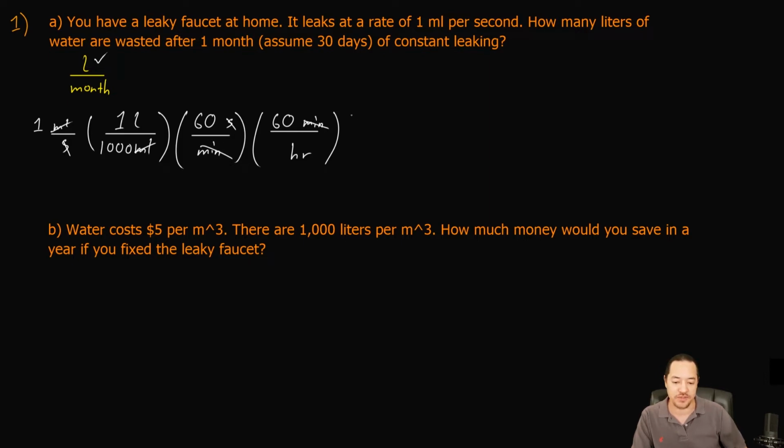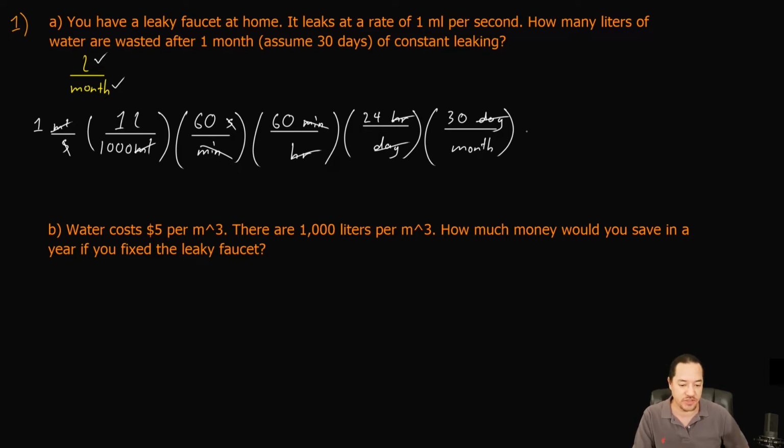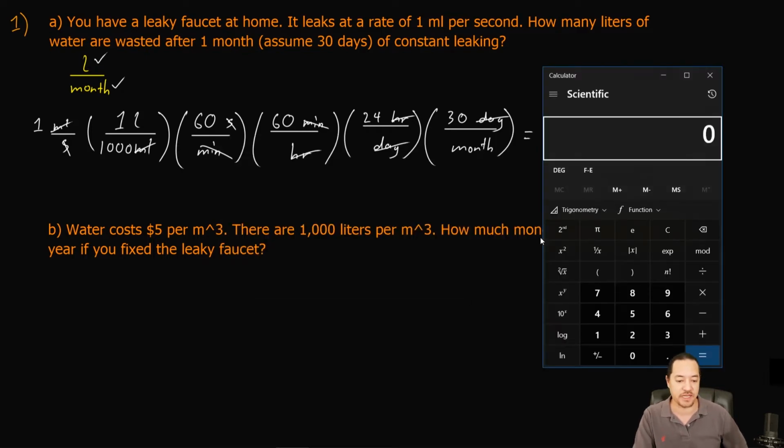But we want to get to months, so we have 24 hours in a day. That gets us up to days now. And finally, we said that there are 30 days in a month. So that will allow us to cancel out the days, and we're left with months in the denominator, which is what we want. So now we can simply plug everything in, and let's get our calculator.